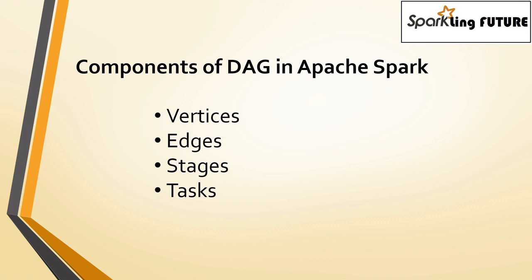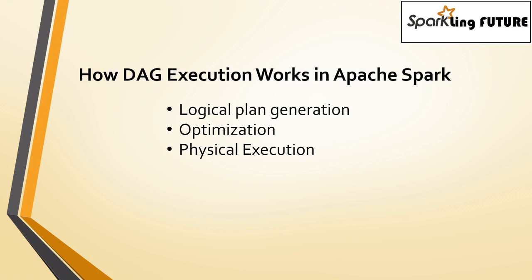Okay, and then inside the stages we have tasks. Tasks are the smallest unit of work in a DAG. They are individual computations that can be executed in parallel. Tasks are assigned to the workers in the cluster for execution. So this is where these tasks will be executed in the executors, and that is where the execution will happen. Clear?